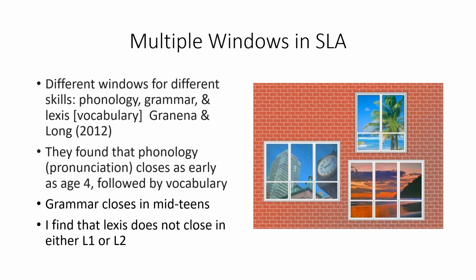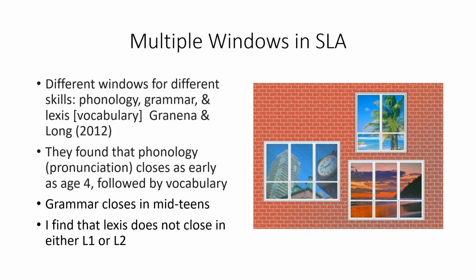What we do know is that there are different windows of opportunity for different skills. Phonology, which is pronunciation, grammar, and lexis, which is vocabulary. These are three areas that were studied by Granena and Long in 2012, and they found that these items close at different times. For example, phonology, the ability to pronounce words like a native, closes very early, as early as the age of 4. And they found that vocabulary closes next, and that grammar closes in the mid-teens.